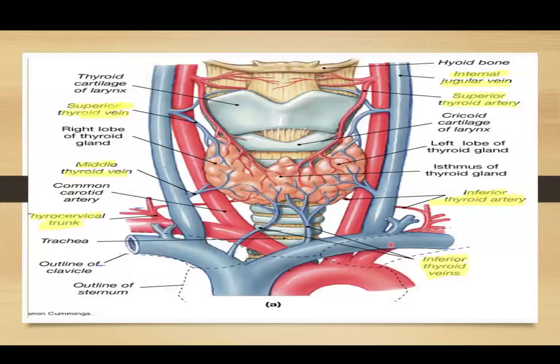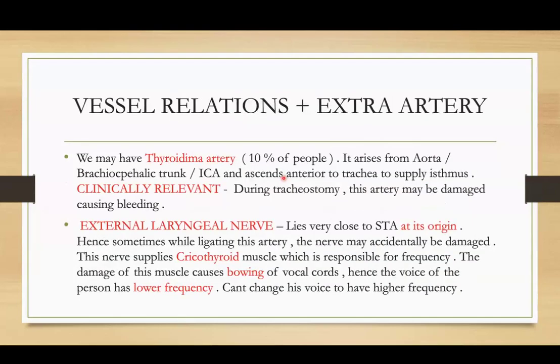So basically, it runs somewhere over here, okay, and it comes directly from the aorta. So this is the arch of the aorta, and it just ascends, and then it's somewhere over here. So in case of a tracheostomy, it would basically be cut, and this could cause bleeding. But it's unfortunate, it doesn't mean that you have anything serious because it's just present in 10% of people, so it's fine.